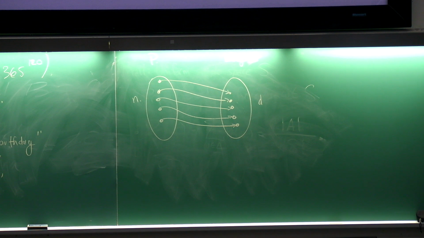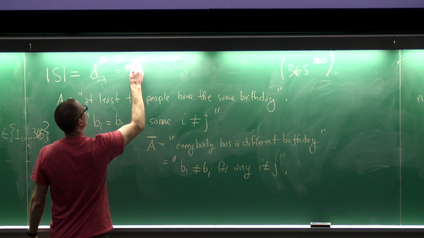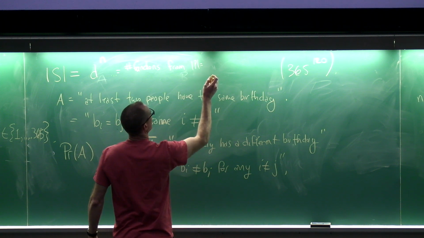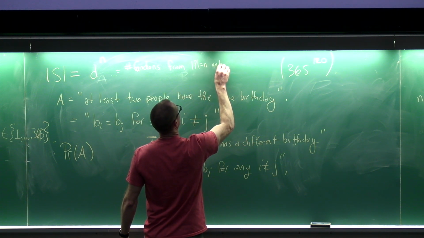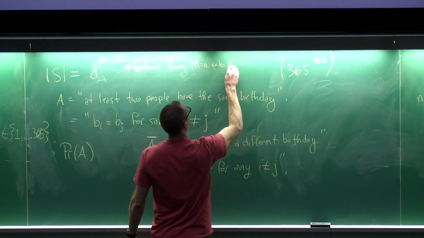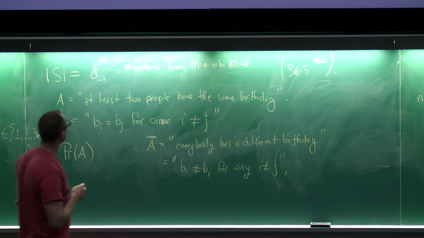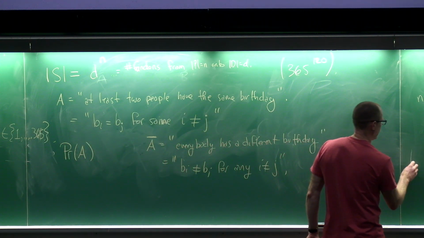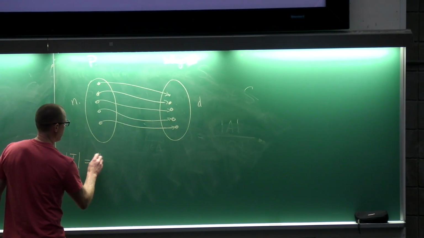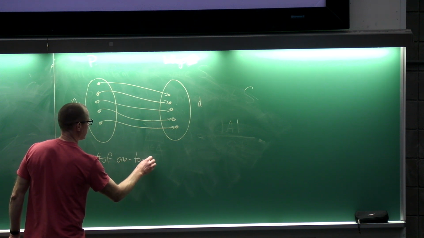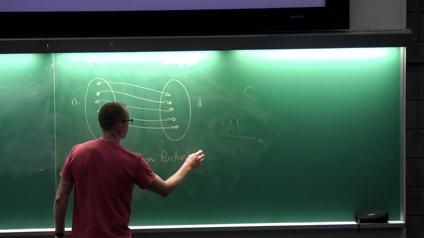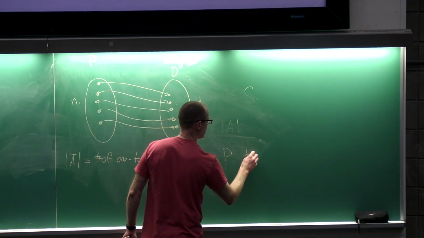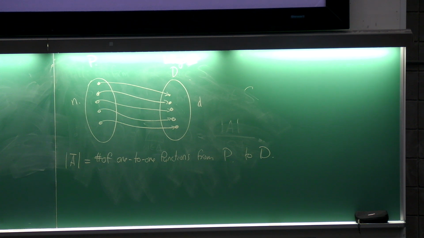So the size of S is d to the n, which is equal to the number of functions from a set P of size n onto a set, I'll call it D, of size D. And this A bar here, the size of that thing is equal to the number of one-to-one functions from, let's call this one P, this one D, from P to D. Okay?